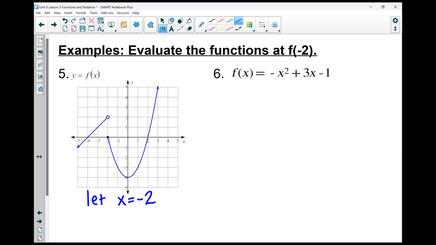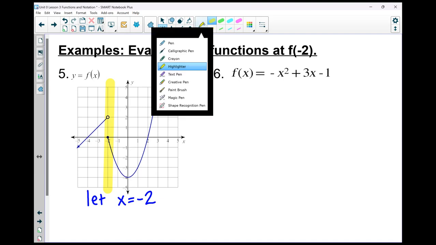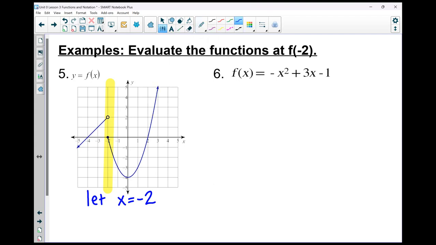Replace x with -2. The first thing I have to do is find where the input of -2 is on my graph. If I look at that, x is equal to -2 right on here. So we're looking at the output there. Well, there are 2 points that have -2. One has an open circle, so it's not included. So that's not actually the value. That won't have an output there. One is a closed circle, so that's included. So what I'm actually looking for is the y value of the closed circle. So f of -2 in this case is equal to the y value at this closed circle point right here.